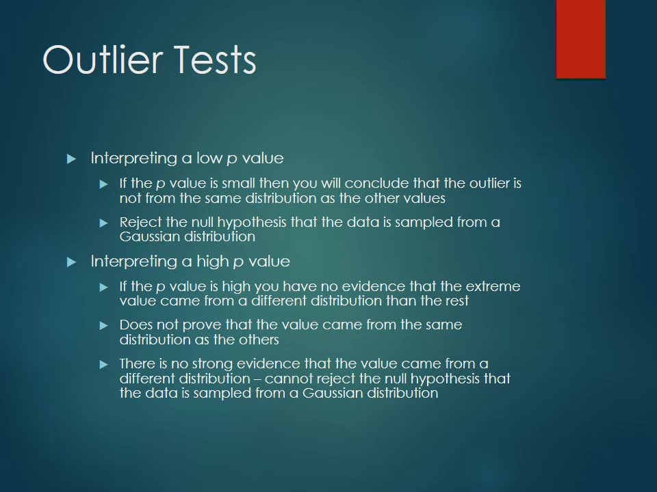And so at that point you say, okay, well, this is not normally distributed data, and we should be using non-parametric tests. On the other hand, if you have a high p-value, it's showing that there's no evidence that the extreme value you got is coming from a different distribution than the rest. So basically, you cannot reject the null hypothesis and just assume that the data is all sampled from a Gaussian distribution.